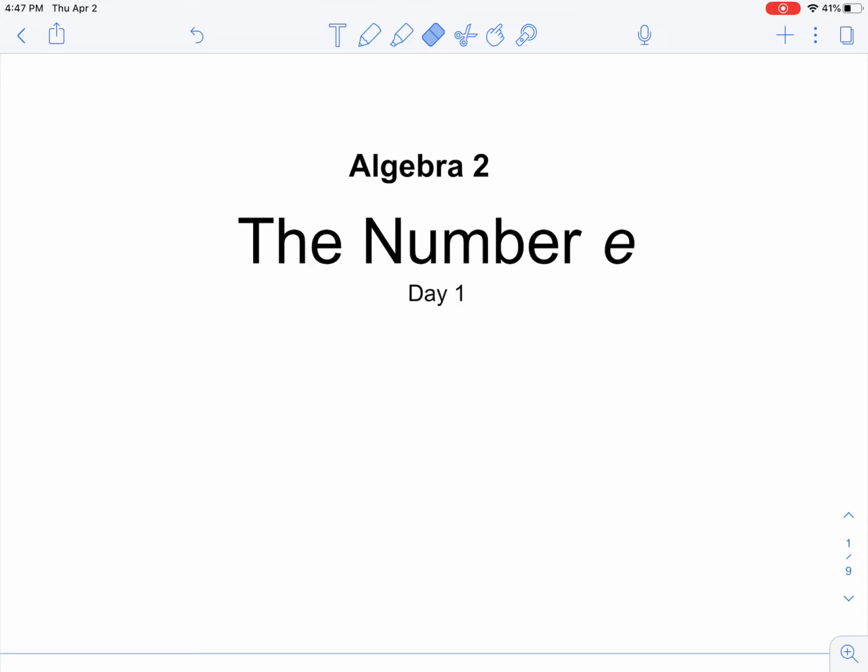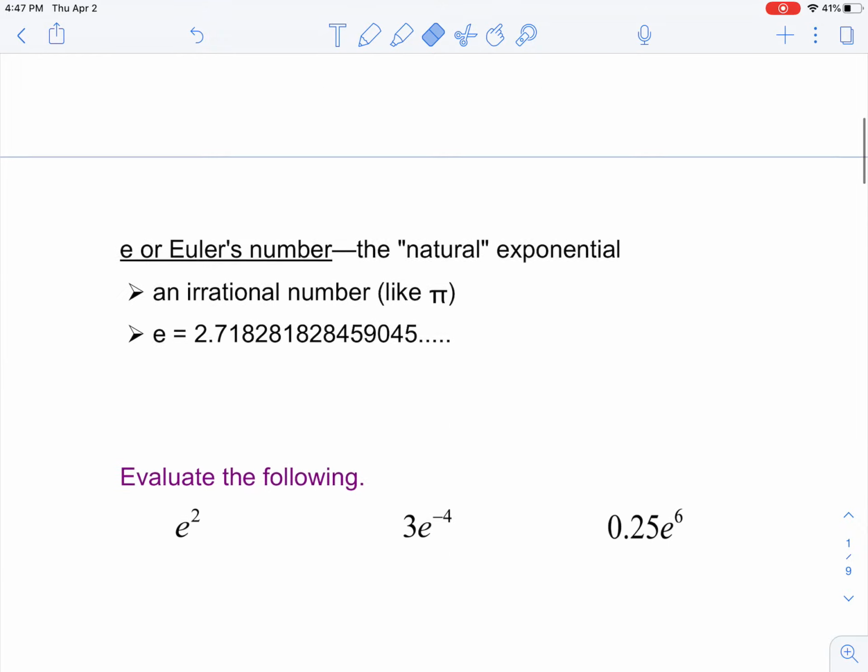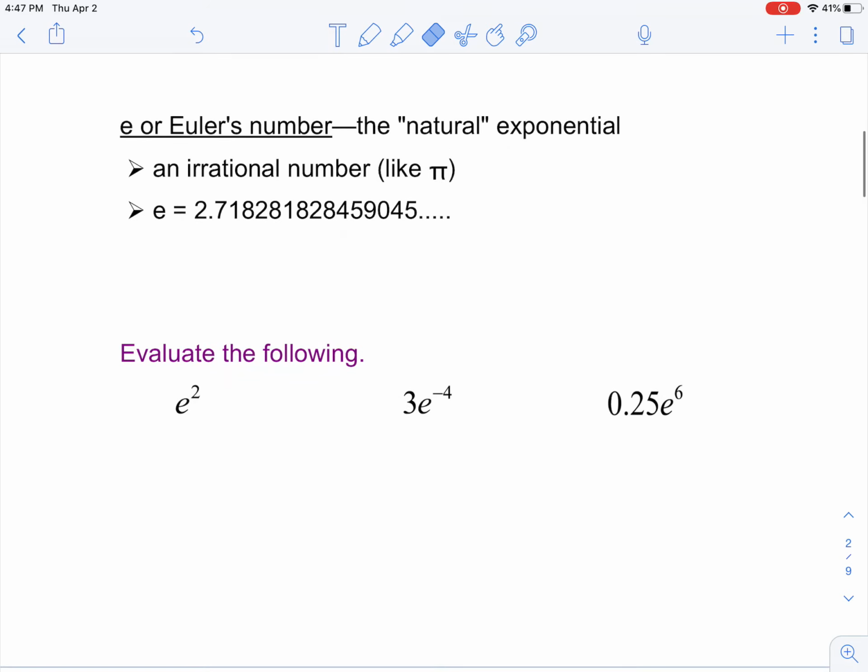Welcome back, and today we are going to learn something a little bit new. It's called the number e, and this is Euler's number. It's the natural exponential. It's an irrational number like pi. So everybody has their graphing calculator on their desktop.